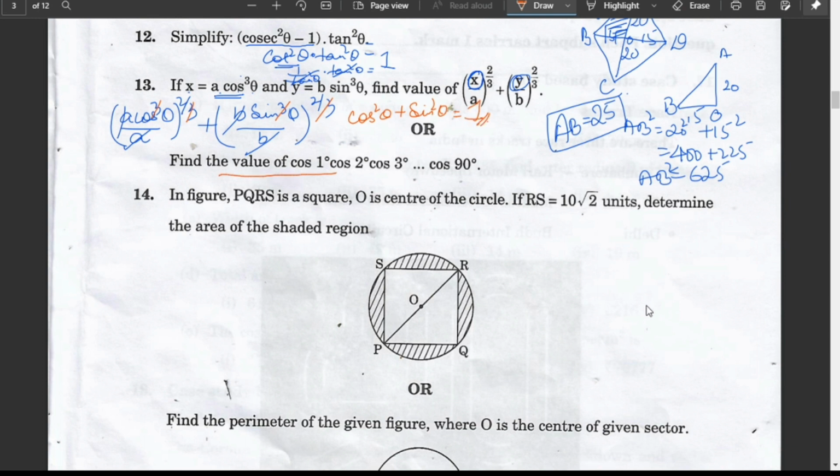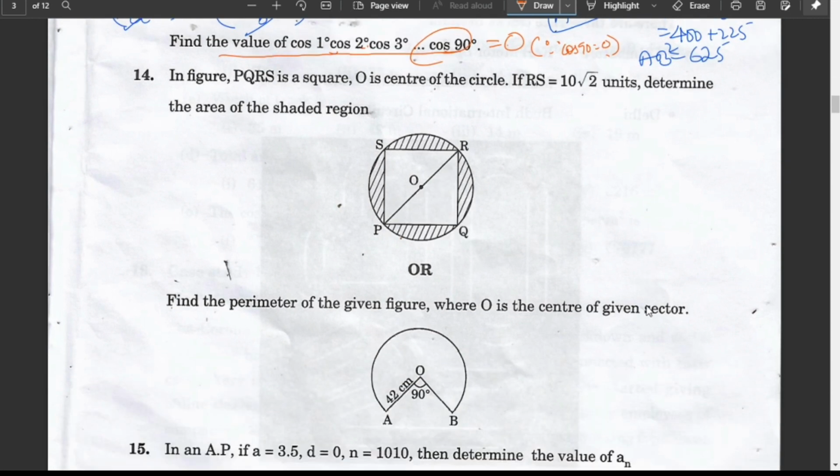Find the value of this whole thing, 1, 2, 3, 4 up to 90. I say 0 it is. Why? It is all multiplication. Cos 90 is 0, so just straight away write 0. But one mark right here, since cos 90 is equal to 0. Coming on to the next one, 14th question.